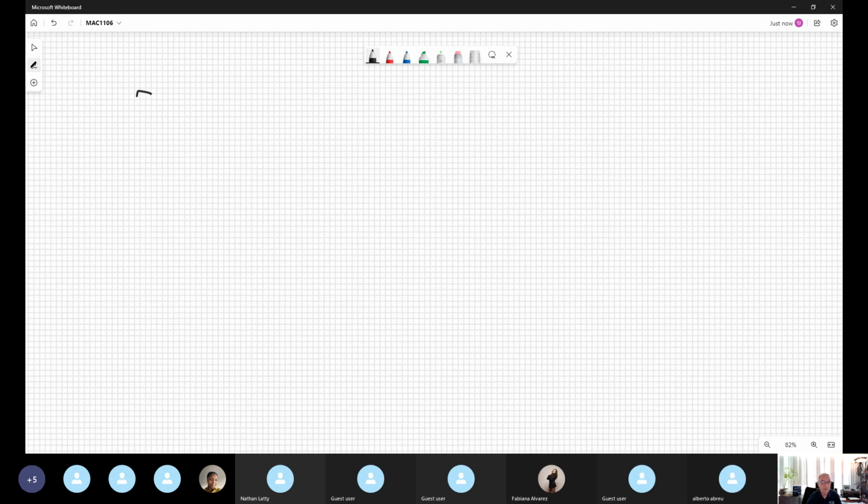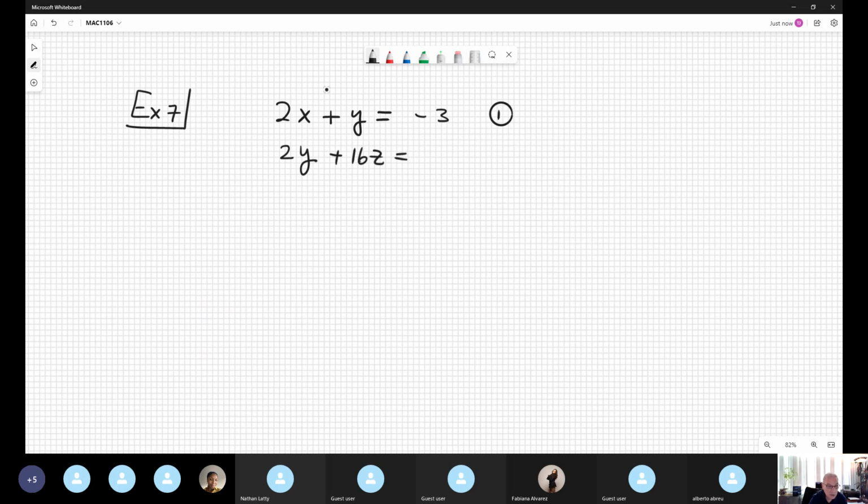This is example 7. 2x plus y equals minus 3, equation 1. 2y plus 16z equals minus 10, equation 2. And minus 7x minus 3y plus 4z equals 8, equation 3.